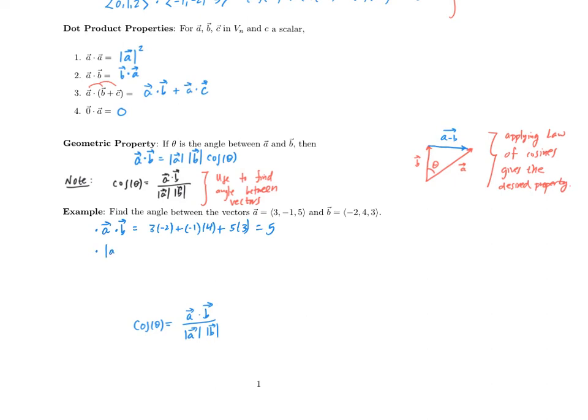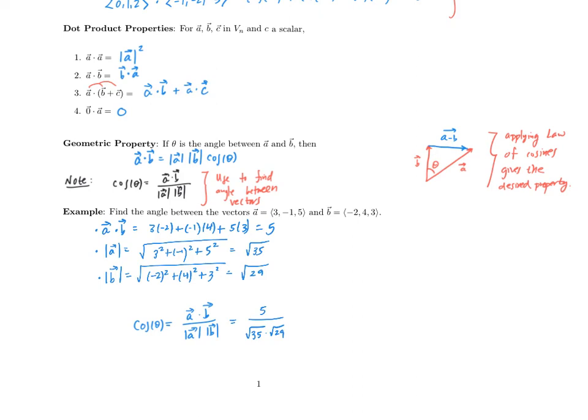The magnitude of the vector A, remember the magnitude of a vector is defined to be the square root, and then underneath the square root we add up the sum of the components squared. So 3 squared plus minus 1 squared plus 5 squared. So that would be the square root of 35. Similarly, the magnitude of B would be the square root of minus 2 squared plus 4 squared plus 3 squared. So the square root of 29. So cosine of the angle theta that we're hoping to solve for is 5 divided by the square root of 35 times the square root of 29.